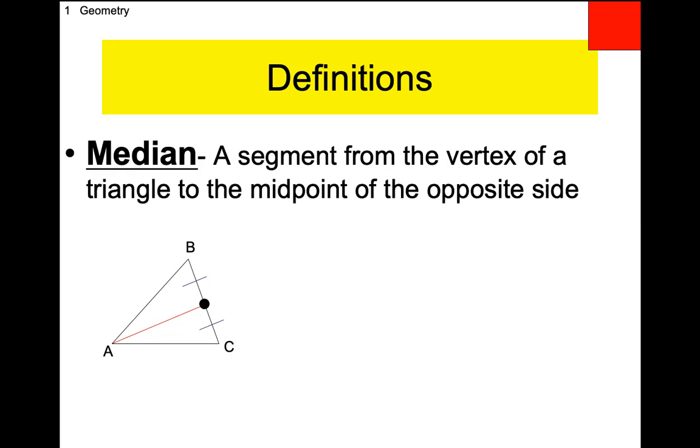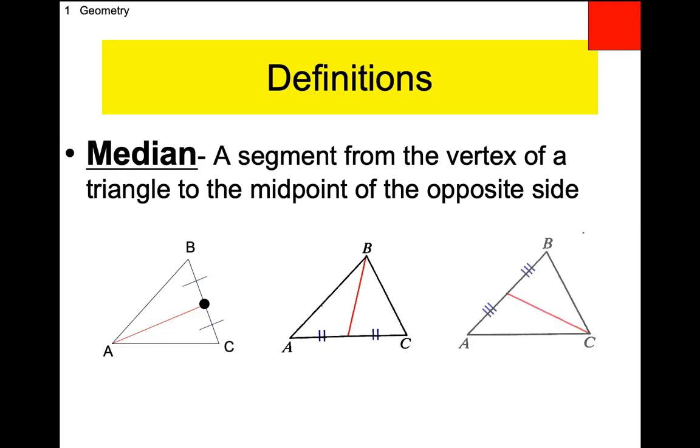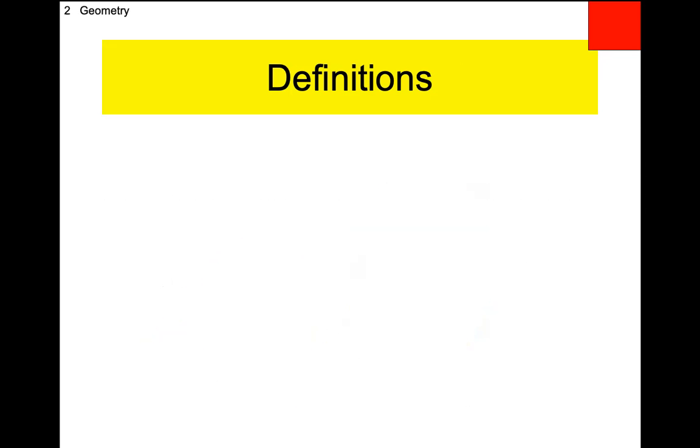Okay, so median, pretty easy. Now remember, it can be any one of the 3 vertices, right? So if I made it from B, it would look like that. If I made it from C, it would look like that. The key here is that the median takes the opposite side and cuts it in half. That's really the key. Who's lost? If that's all it was, this would be easy. And it's not, it's more. Okay? All right, so different idea, right?